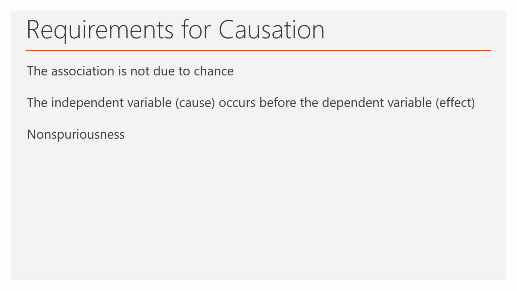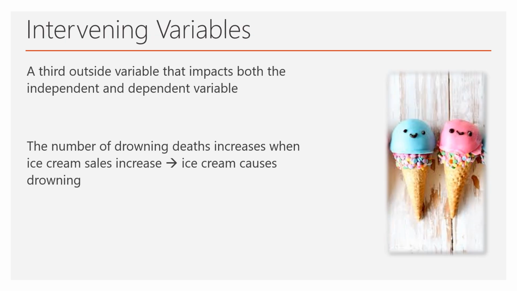As ice cream sales increase, the number of drownings increases. Can I say that eating ice cream causes drowning? First, we have to look for the presence of an intervening variable. An intervening variable is a third outside variable that impacts both the independent and the dependent variables.